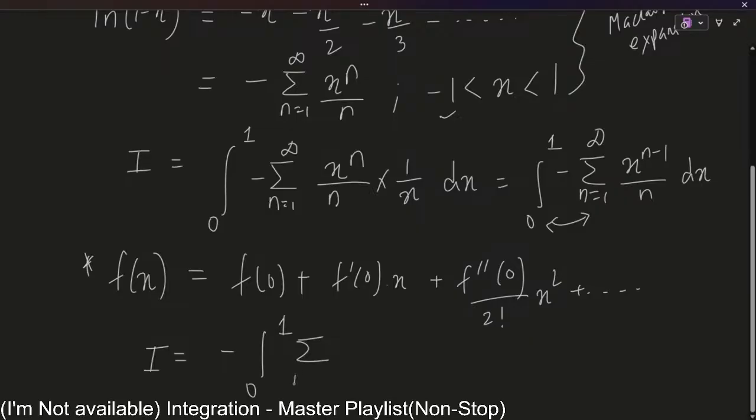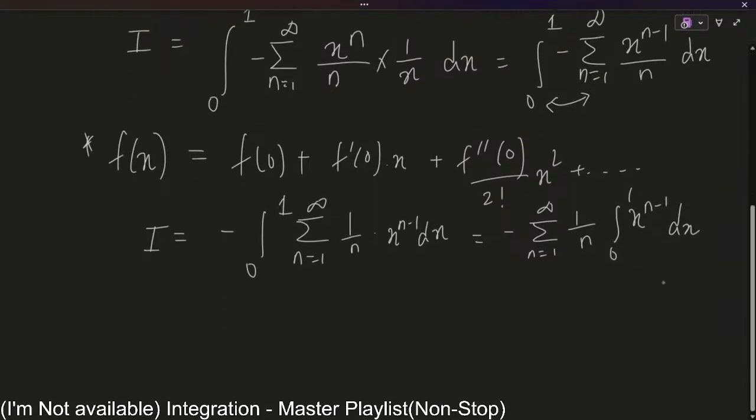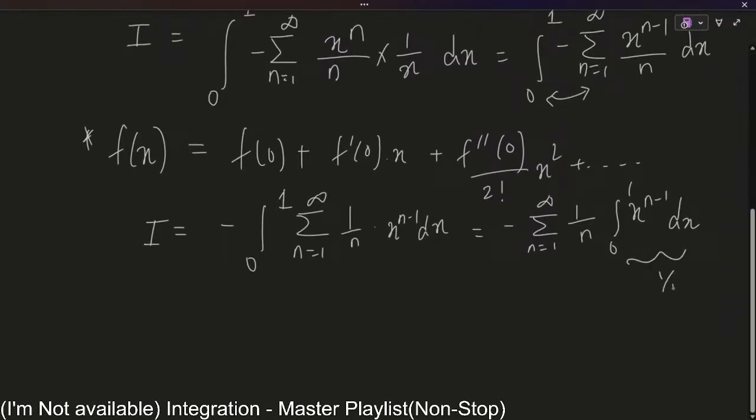You can write this expression: n equals 1 to infinity, 1 by n into the integral of x to the power n minus 1 dx. So x is the integration variable here. So the whole summation can just basically come out like this: n equals 1 to infinity, 1 by n, and then the integral from 0 to 1 of x to the power n minus 1 dx. Now this is a fairly simple integration. You know that this equals 1 by n, and thus the integral basically turns into negative of the sum n equals 1 to infinity, 1 upon n squared.